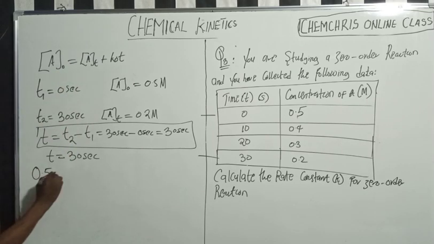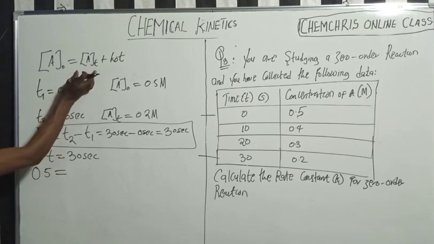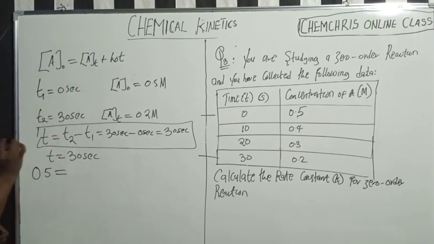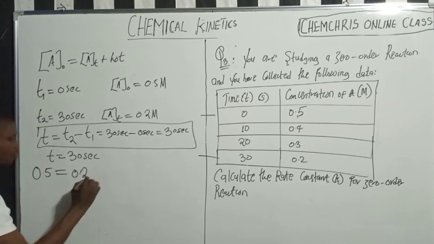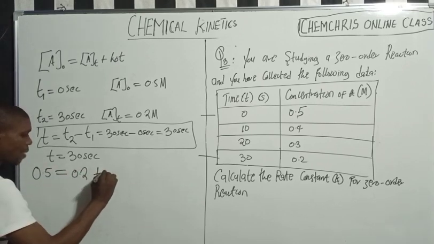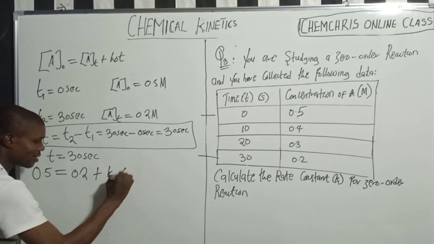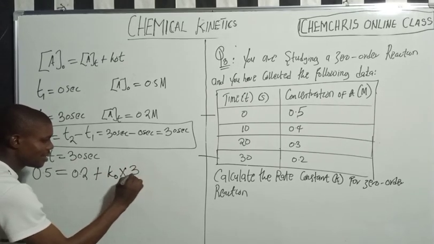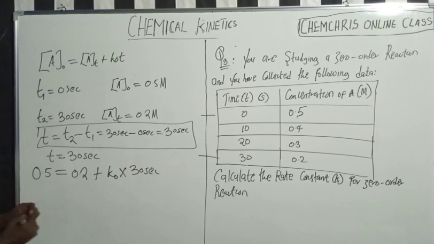0.5, right? Equals to what? My final concentration is what? It is 0.2 plus K naught, remember I'm solving for K naught, times 30 seconds. Times 30 seconds here.